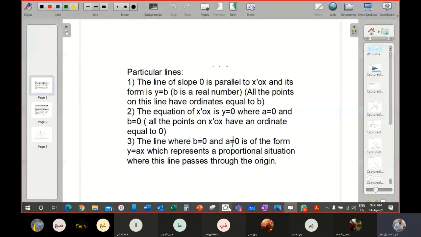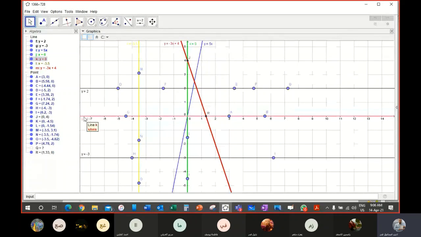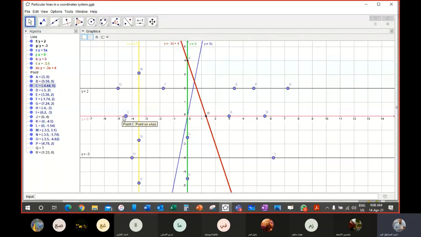Also on the figure, we have said that the pink one is the x-axis. All the points on this x prime x axis, like point C, as you can see here, its ordinate is 0. Point A, its ordinate is 0. Point B, its ordinate is 0. All the points on x prime x have an ordinate equal to 0, and the equation of x prime x is y equals 0.